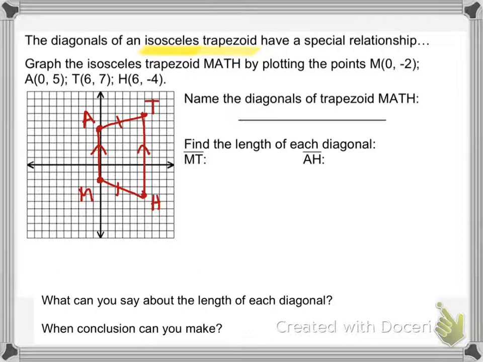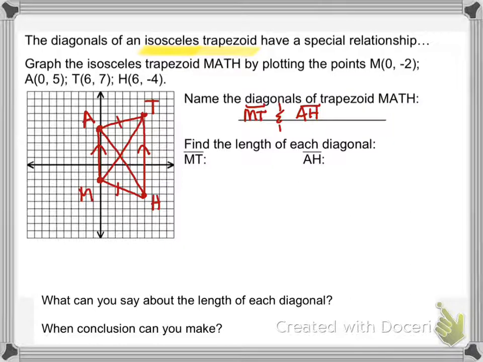It says first name the diagonals. Remember, in all quadrilaterals, if you connect opposite vertices, you will have your two diagonals. So all quadrilaterals have two diagonals. Our diagonals are segment MT and segment AH. The first thing we're going to do is find the length of each of these. Remember, when you find the length of a segment, it's the distance between those 2 points.